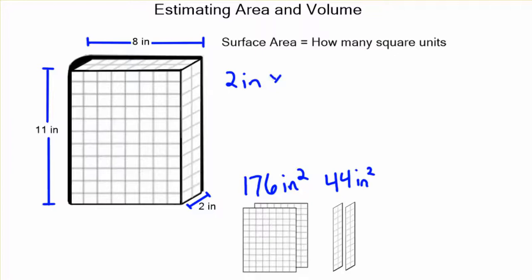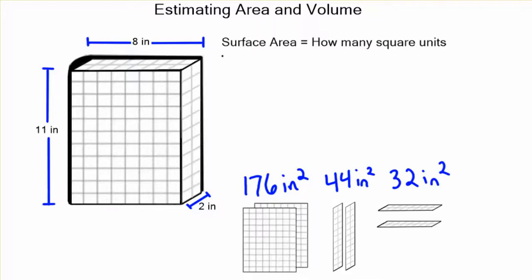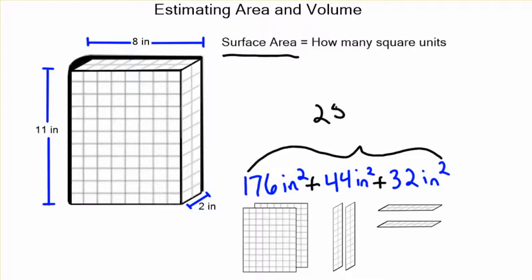So we have 8 inches times 2 inches is going to give us 16 inches squared on the top, and the bottom is also going to be 16 square inches. So when we double that, we get 32 square inches. So then what's the total surface area? Well, you just add everything up, and the total is going to be 252 square inches.